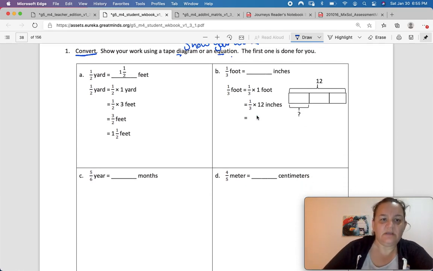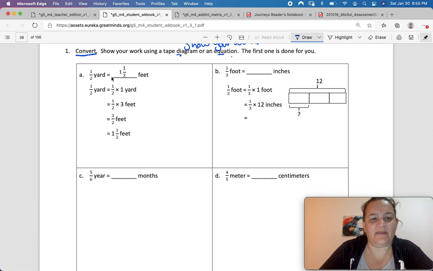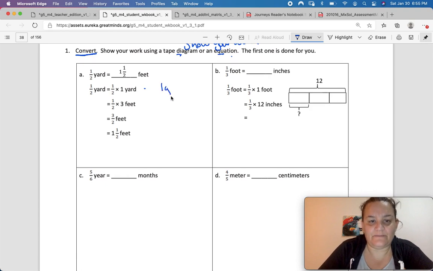Okay. So they have 1/2 of a yard, and they want to convert it into feet. So 1/2 of a yard equals 1/2 times 1 yard. Makes sense. 1 yard equals 3 feet. And if you didn't know that, use your chart, but I think you should know that by now. So we can just change 1 to 3. 1/2 times 3 feet, and there we've already done our conversions, equals 3/2, or 1 times 3/2. Okay. And 3/2 equals 1.5 feet. So there's our answer. And they used an equation, okay? But you can use a tape diagram if you'd like.